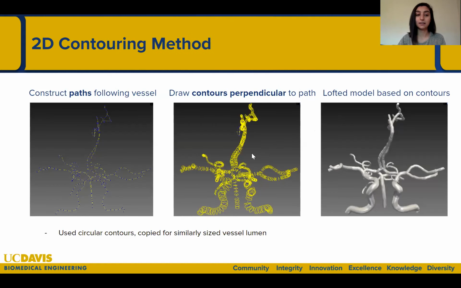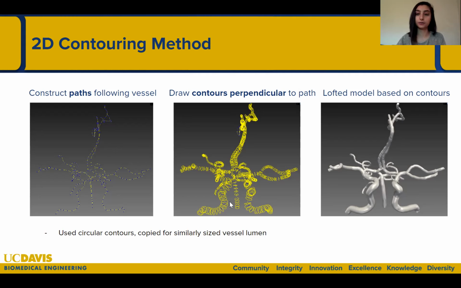So our last method to analyze is the 2D contouring method. This method is much more manual. It requires the user to manually place points along the arterial course to path out the vessels, which will then be used in the second step when we draw 2D contours perpendicular to the path in order for the software to loft a model in this last picture.